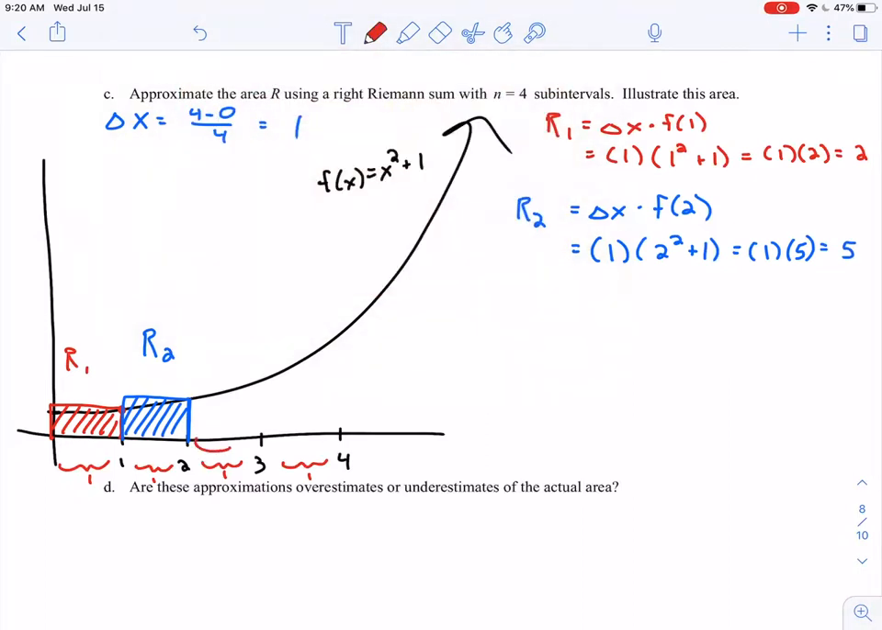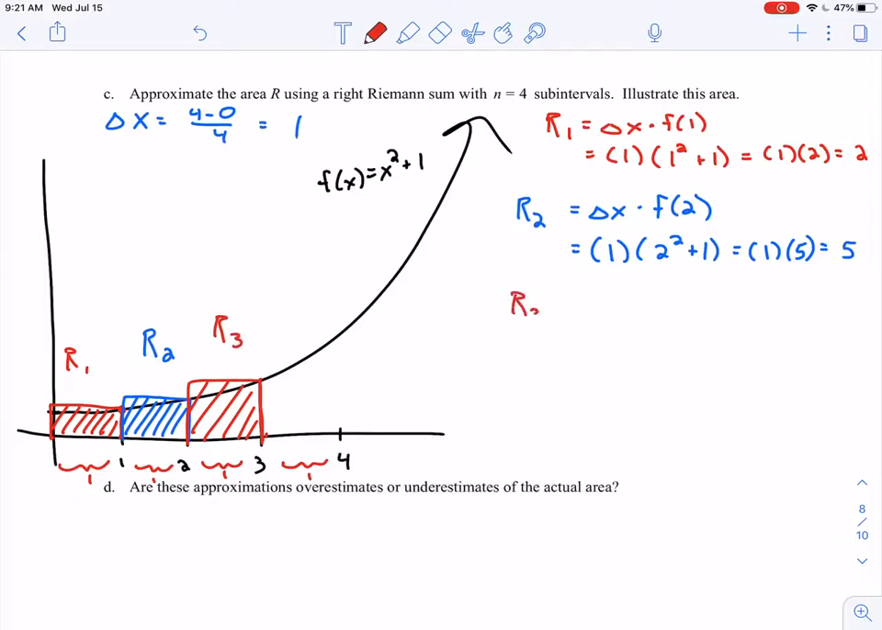Next up, I've got the subinterval between 2 and 3 here, so we're going to use 3 this time, again, since we're doing a right Riemann sum. The height of my function at 3 determines the height of my rectangle. So our rectangle will look something like this. I will call this rectangle 3.